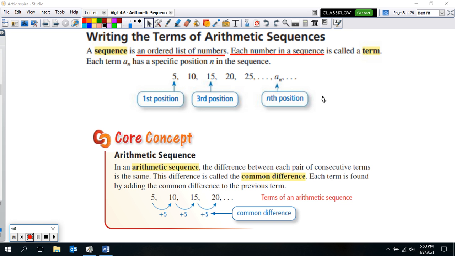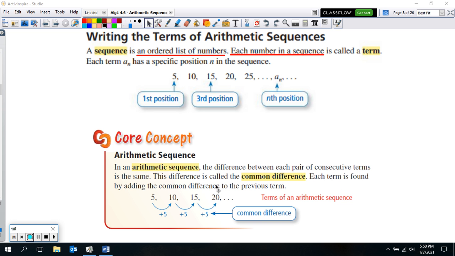And then the next couple are the arithmetic sequence and common difference, and you can find those right there below in the core concept. In this core concept, it has arithmetic sequence, so you can just highlight what the definition of an arithmetic sequence is: the difference between each pair of consecutive terms is the same. So it's either going to go up by the same amount, or it's going to go down by the same amount. And that amount is called a common difference. So the amount that you either go up or you go down is called a common difference.